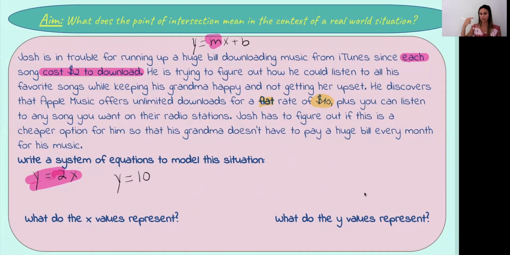Because it's going to be a flat line. You'll see when we graph, it goes through 10 at the y-axis. So it has a y-intercept and it doesn't have a slope. So then we want to figure out, what do the x values represent? If we have a graph, what would we label the x-axis? We would call this the number of songs. And then the y value would be the cost. Because the reason we're crossing the y-axis at $10 is because it's going to cost $10 for 0 songs. It's going to cost $10 no matter what.